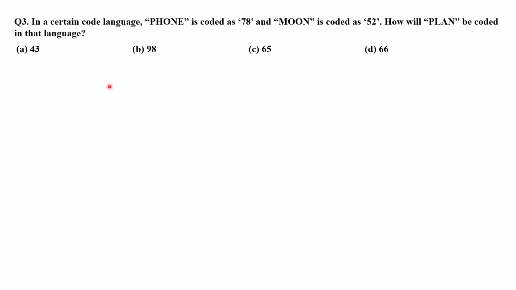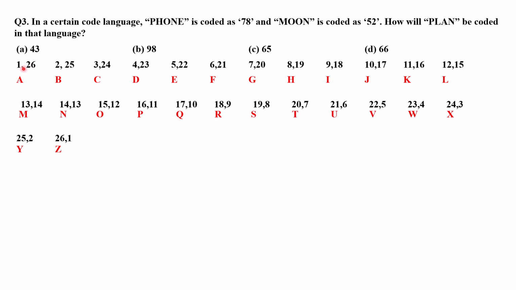Now question number 3, this is again a coding question. In a certain code language, phone is coded as 78 and moon is coded as 52. How will plan be coded in that language? Okay, so let's first write the alphabets, and I've given the position to the alphabet in both ways, forward direction and backward direction, because it makes our work easier if it is already marked. So first, phone is coded as 78. Now let's try to find out the relation.